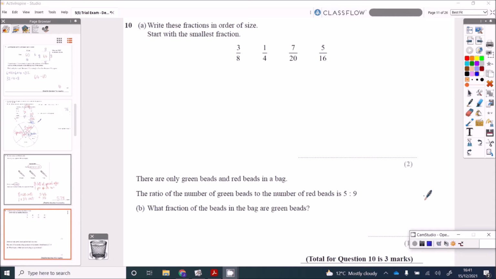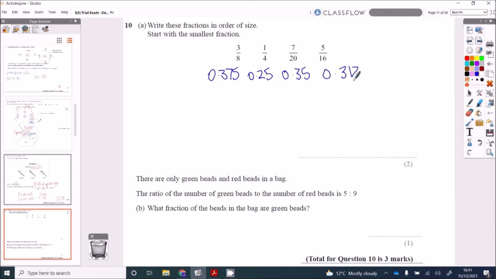So 3 divided by 8, press the S-D button, is 0.375. All right, a quarter you probably know is 0.25. 7 over 20, do 7 divided by 20 equals, press the S-D button, that's 0.35. And 5 divided by 16, press the S-D button, is 0.3125. So they're then easily comparable. 0.25 is my smallest, then 0.3125, then 0.35, then 0.375.